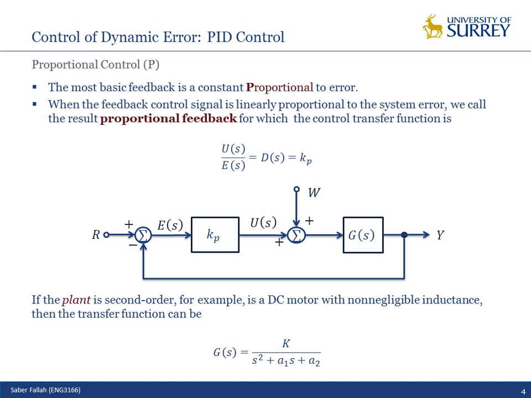For this system, what's the natural frequency of the system? Root what? Root A2, exactly. And what's the damping ratio? Omega n is root A2. And what's the zeta, the damping ratio?